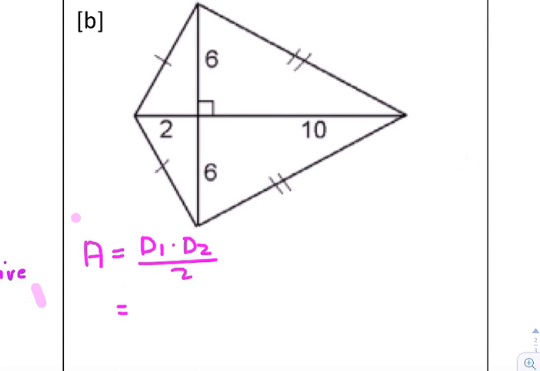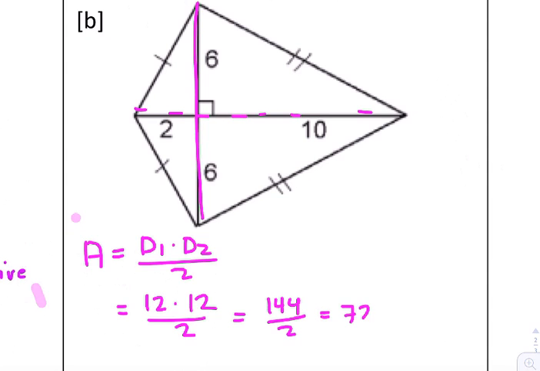Diagonals, from a previous study, are the lines that go inside the object and go from corner to corner. And so diagonal 1 could be this one. So that's going to be 12. Multiply it by diagonal 2, which in this case is also 12, and then divide the whole thing by 2. 12 times 12 is 144. 144 divided by 2 is equal to 72. So that's going to be the area of that one.